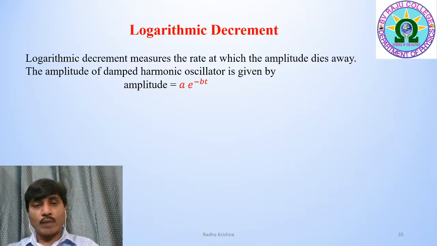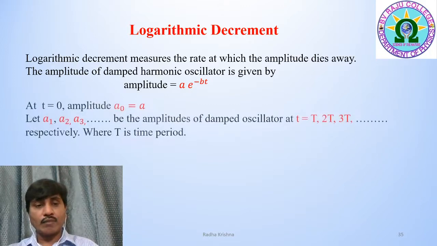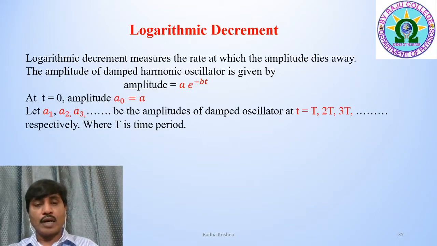The amplitude of a damped harmonic oscillator is equal to A e^(-bt), where A is the maximum amplitude, b is the damping coefficient, and t is the time at which the amplitude is measured. Logarithmic decrement means the rate at which the amplitude dies away with time. This can be explained as follows: at time t equal to 0, the amplitude A0 is equal to A. Let A1, A2, A3 and so on be the amplitudes of the damped oscillator at times T, 2T, 3T and so on respectively, where T is the time period.